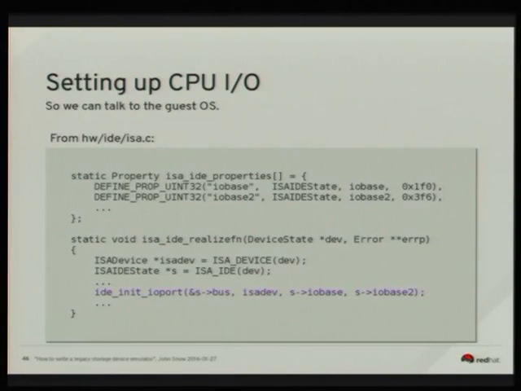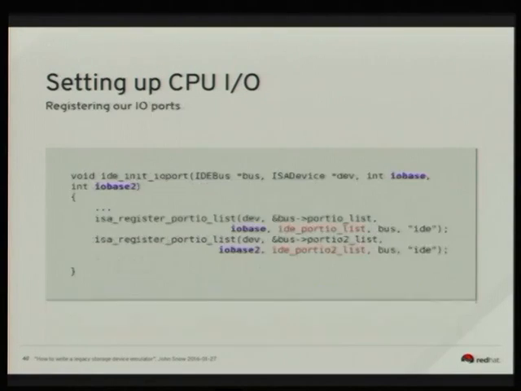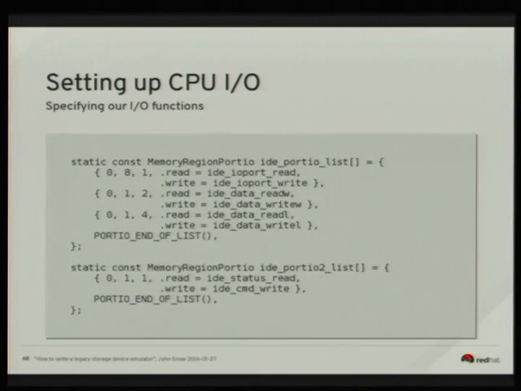So to set up CPU I/O, you can see that this is the ISA bus. This is the definition for the ISA bus. And as a user property, we've described the IO base and IO base 2 as our conventional ports. And then during the IDE bus initialization, we call IDE init IO port with these properties as configured by the user, but it defaults to those. And then in the initialization here, we're going to pass this off to the ISA register port IO list function, which is going to use these two structures, IDE port IO list and IDE port IO2 list, which are defined over here. And this is how we're going to hook into when the guest operating system requests to talk to our device.